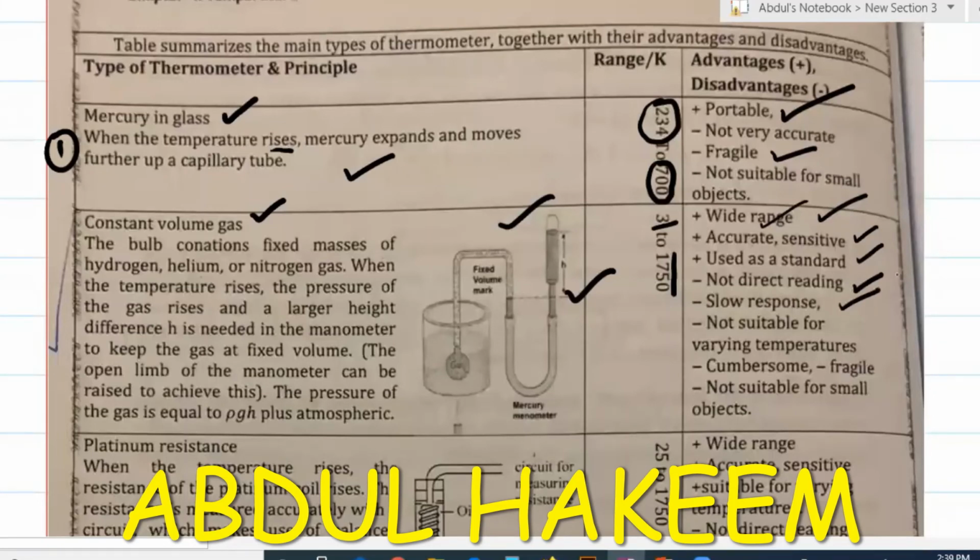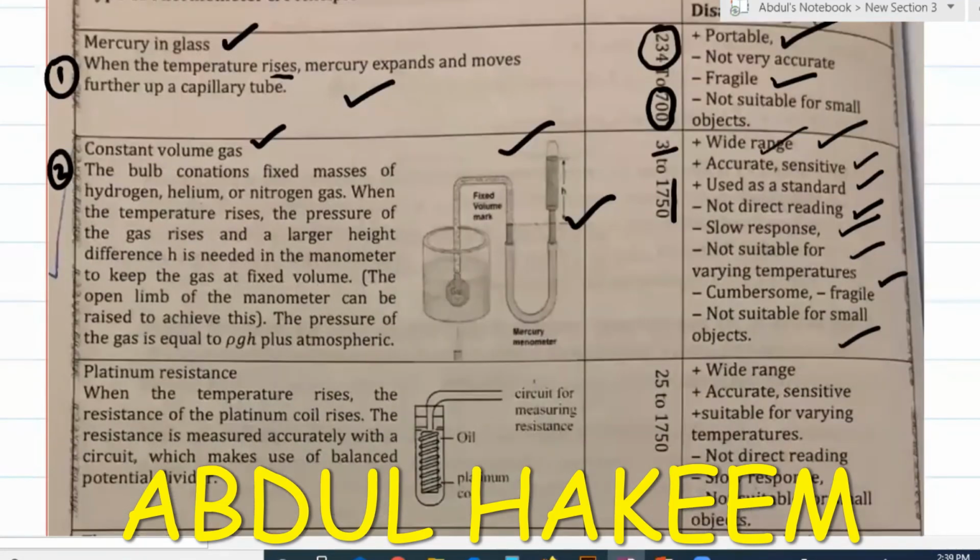It has slow response, not suitable for fluctuating, rapidly changing temperature. It is fragile, cumbersome, because many parts are used, and not suitable for the temperature of small objects. This is thermometer number 2.